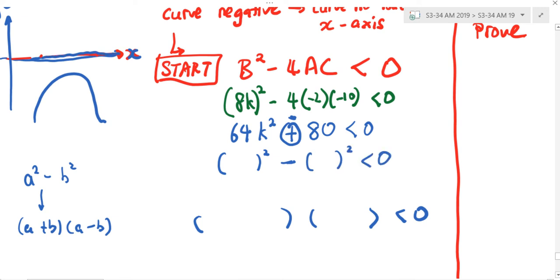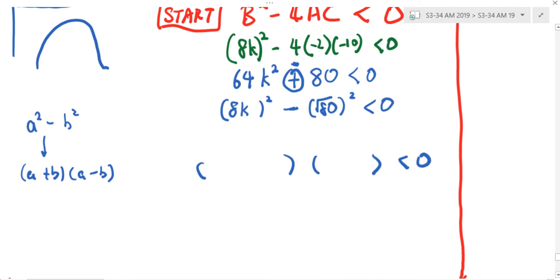The first one is easy, because 64k squared is simply 8k. Hey, are you copying? The second one is slightly difficult because 80 itself is not a perfect square. And the only way is to do a square root. I don't care how this number looks. This number can look ugly. I don't care. Now, follow. What passed already, move on.